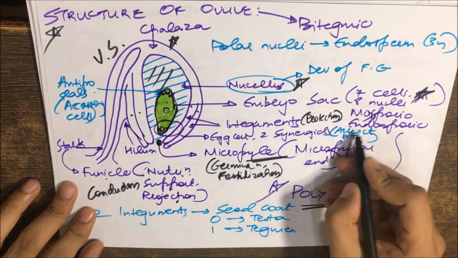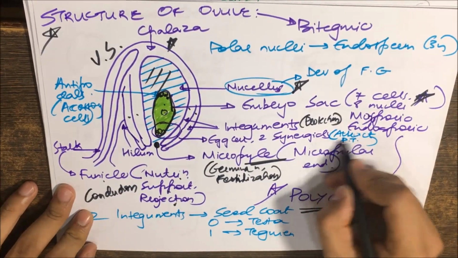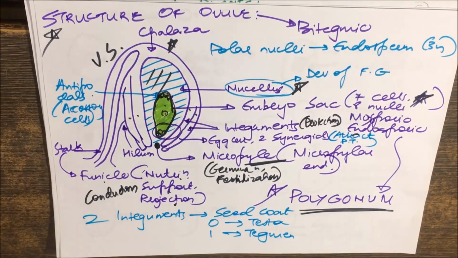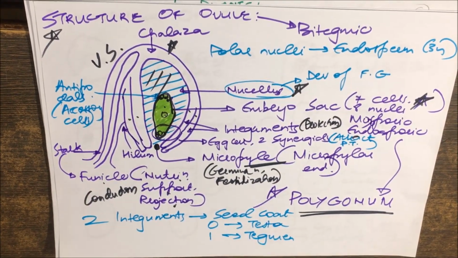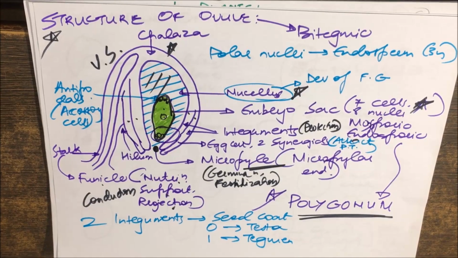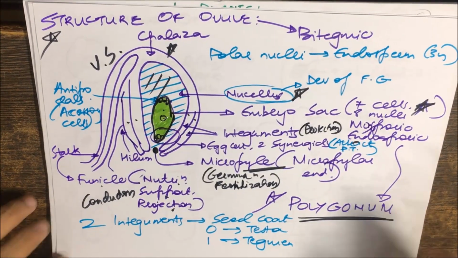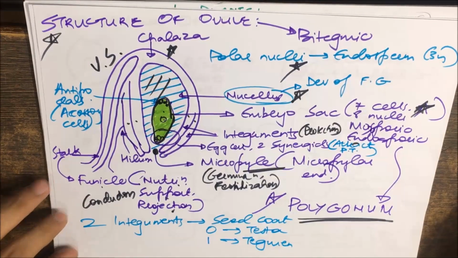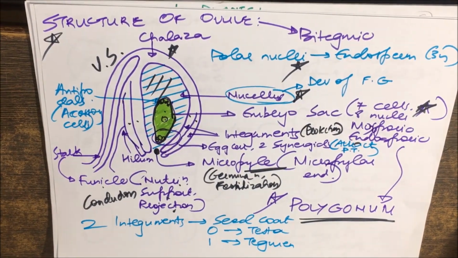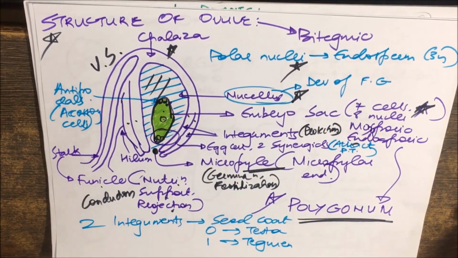The filiform apparatus, which is formed inside the synergids, is known to attract the pollen tube during fertilization. The polar nuclei fuse with the secondary male gamete, giving rise to the primary endospermic nucleus, which is a nutritive tissue, and the antipodals are accessory cells which degenerate after fertilization.